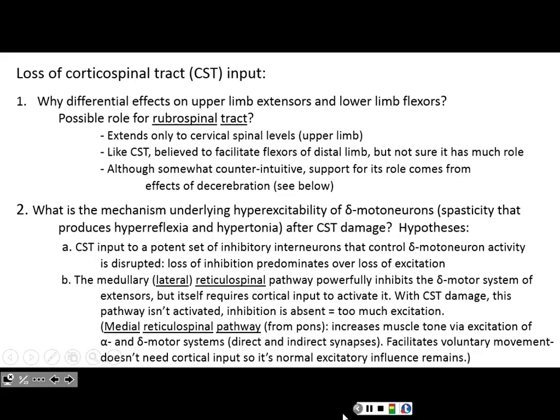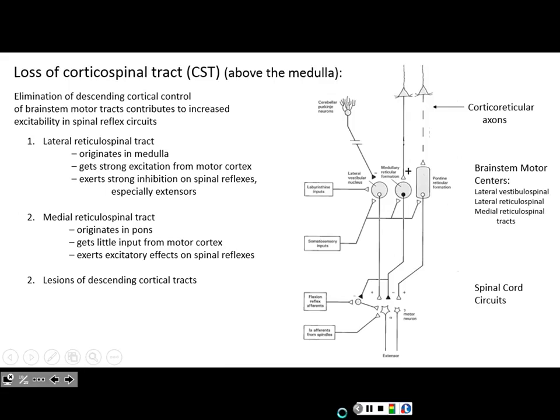The medial reticulospinal pathway, on the other hand, is the facilitatory one. It doesn't require a lot of cortical input, so it remains intact and it's excitatory. And then you also have vestibulospinals that are excitatory. So here's the kind of diagram of where we're working. Okay, we're assuming now that the corticospinal tract has been wiped out, right? And I'm not showing you here that we've removed its influence on our alpha motor neurons and gamma motor neurons, but say we have done that, okay? Mostly on the flexors.